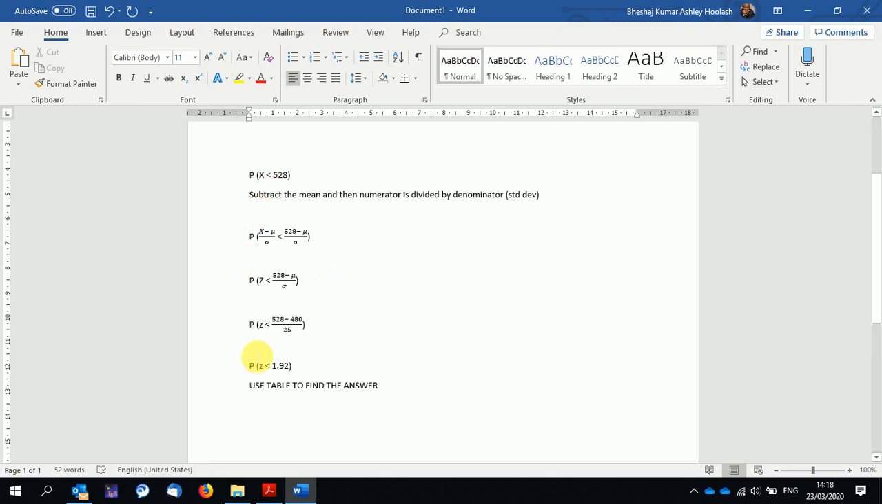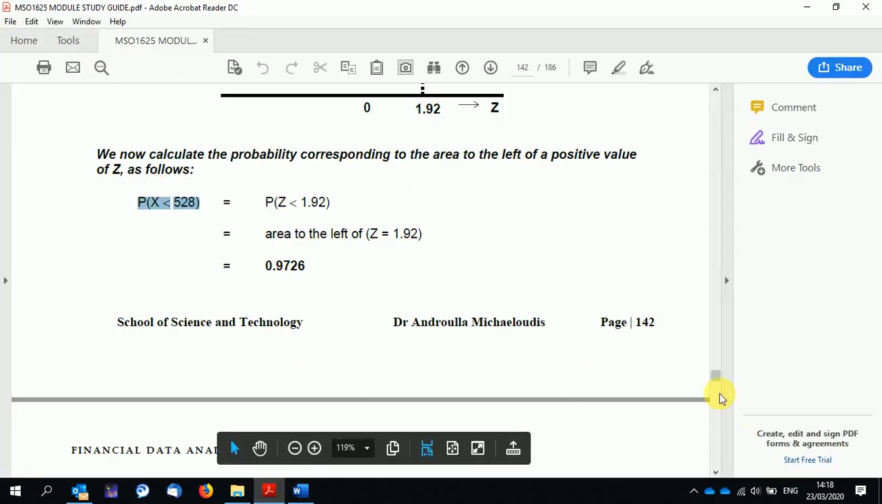The x turns into a z, and the right hand side, instead of 528, we're going to get 1.92. So I repeat, instead of answering this question, it's exactly as this one. We're going to answer this question instead, because we do have the table of values for a standard normal distribution. That's going to be on the last page here.